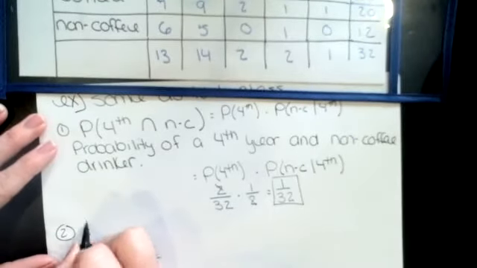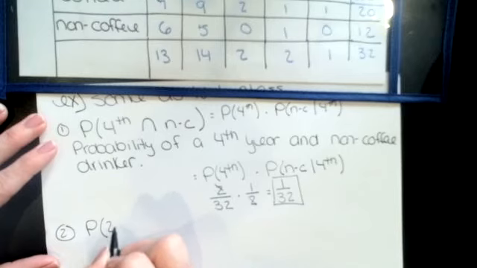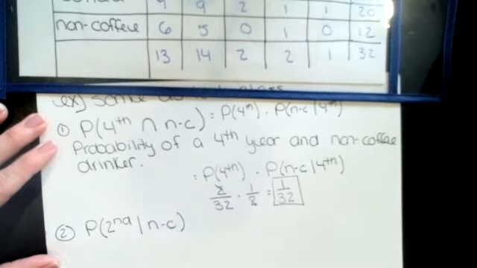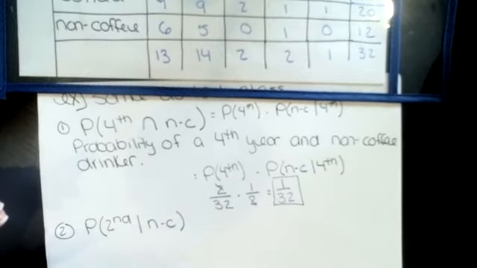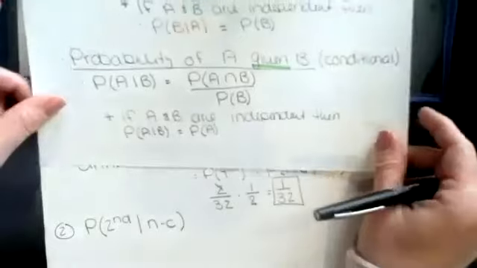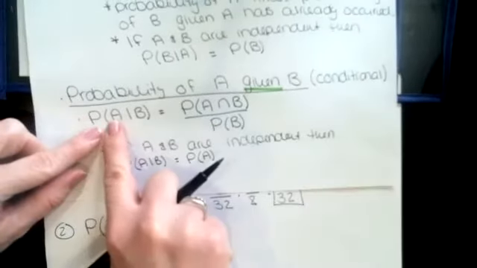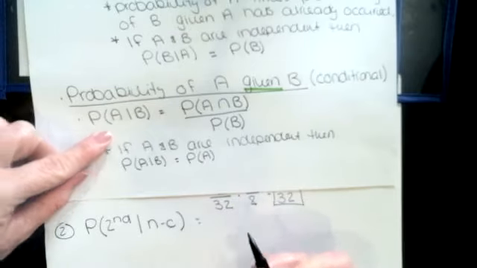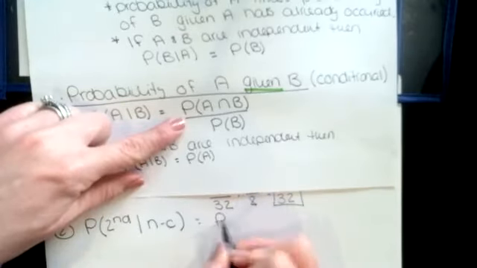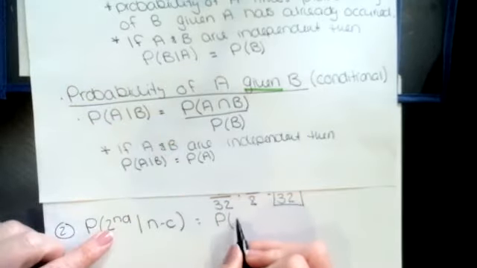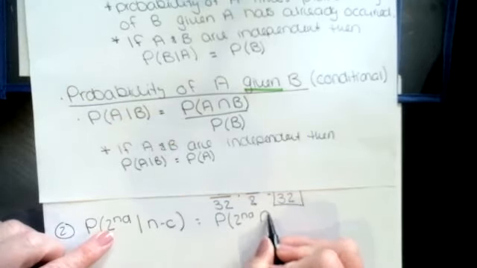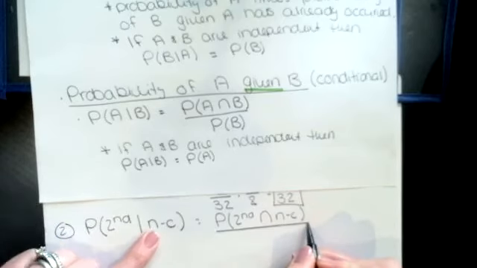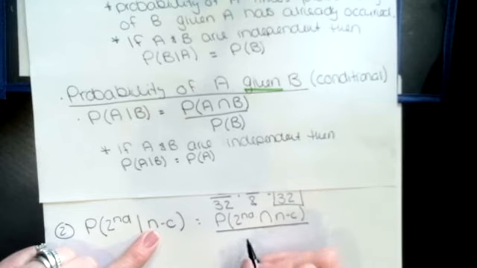So let's take a look at the probability of a second year given they're a non-coffee drinker. So remember the formula here. I'm going to pull this up here. So my formula for my given, my conditional probability, is that I have the probability of A and B. So it's going to be my second year and non-coffee. So it's like my intersection divided by just the probability of a non-coffee drinker.